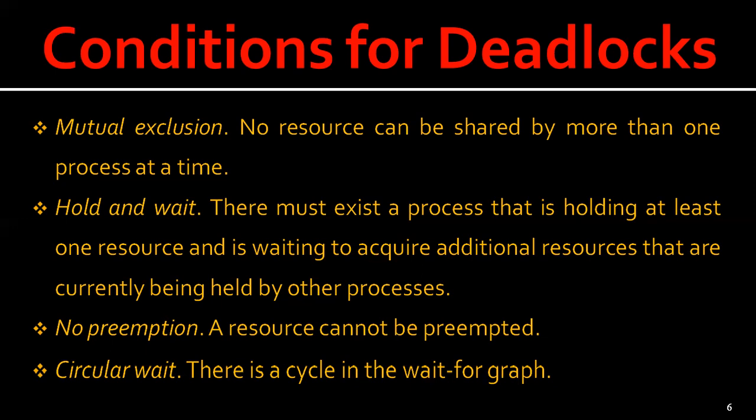So here, for a deadlock situation to occur, we emphasize that all the four conditions must hold. The circular wait condition implies the hold and wait condition. So the four conditions are not completely independent. That is what we have to notice. Now let us see what a resource allocation graph is.